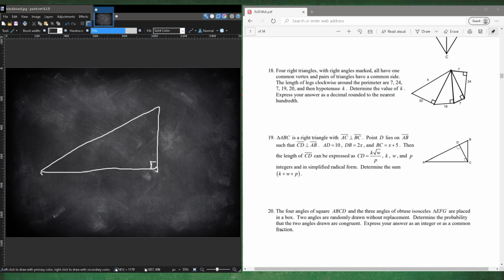And we have a right triangle, and then we basically make another height. And then we have AD, which they gave us as 10. BD is 2x. Our BC is x plus 5. And we need to find the length of CD. So CD here, we'll call that h. And it's in the form k square root w over p, and we have to add all the coefficients.